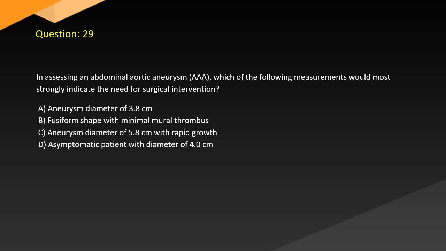Question 29. In assessing an abdominal aortic aneurysm, AAA, which of the following measurements would most strongly indicate the need for surgical intervention? A. Aneurysm diameter of 3.8 cm. B. Fusiform shape with minimal mural thrombus. C. Aneurysm diameter 5.8 cm with rapid growth. D. Asymptomatic patient with diameter of 4 cm.